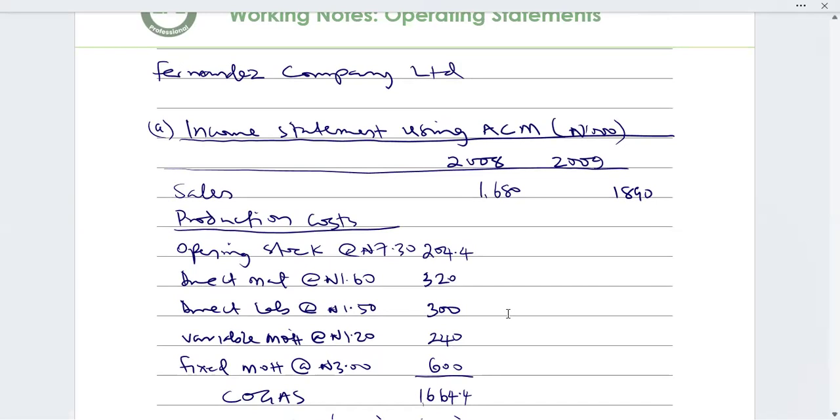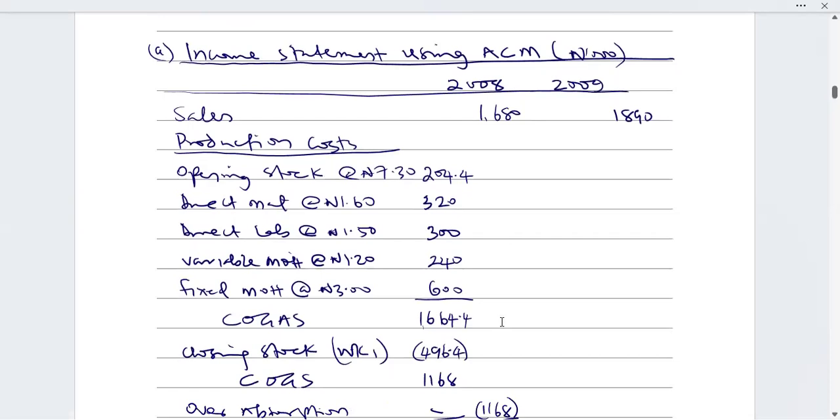Now in 2009, our opening stock will then be 496.4. Then direct material. In 2009, how many units were produced? The company produced 150,000 units. So I would then say 150 multiplied by direct material cost per unit, which is 1.6, equal 240.